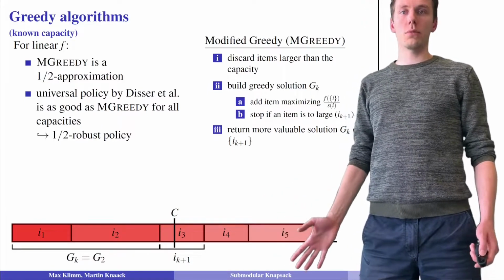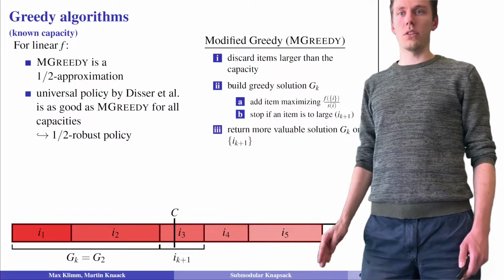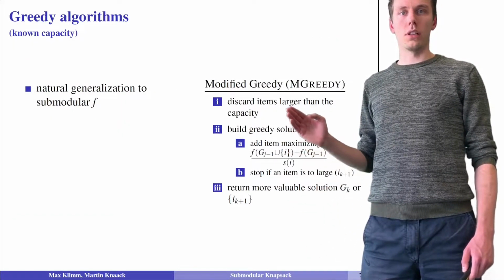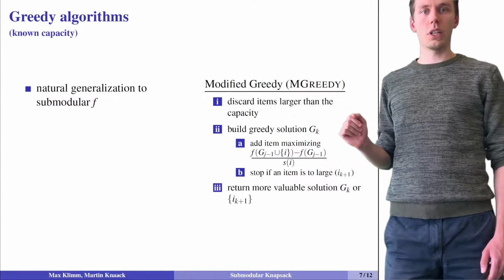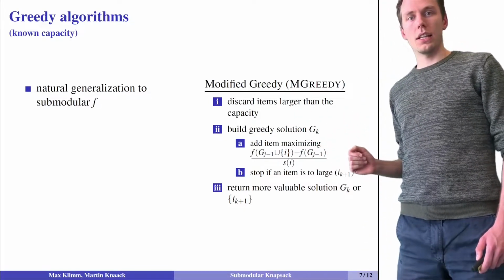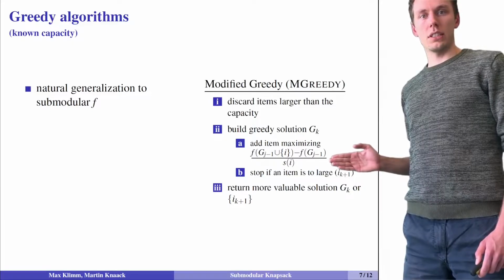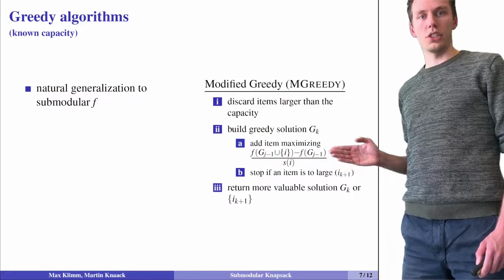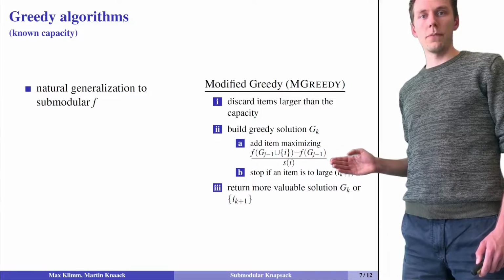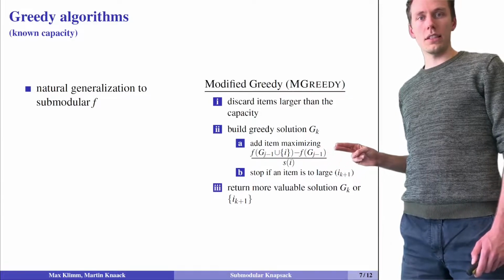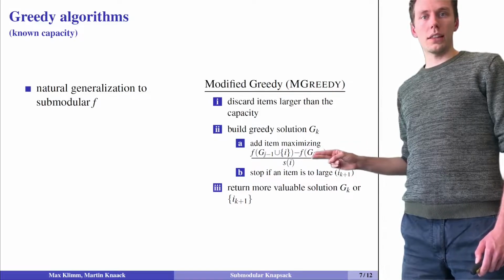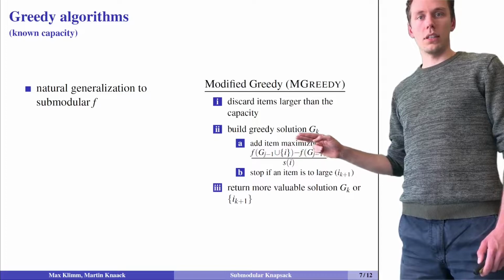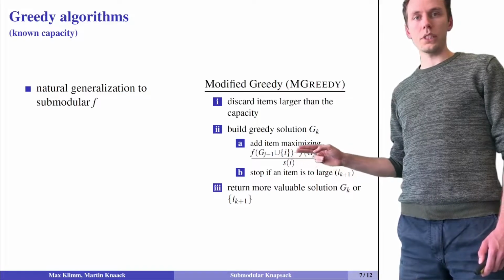And the question to us was now, can we do such things also for submodular functions there? And therefore we are looking for the modified greedy algorithm generalized to submodular functions. And the only thing that changed here is the formula which decides which items to pack next. Here we are looking now not at the density, but we are looking at, for an item, how much value does it give to the solution at hand.